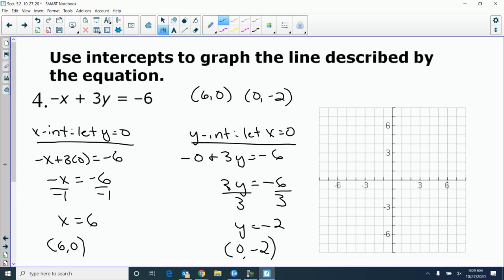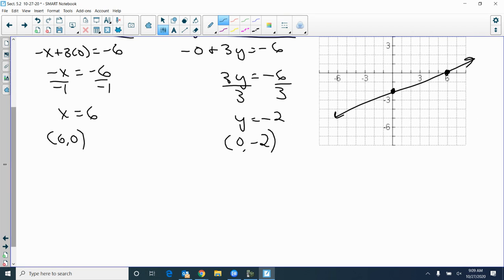All right, Joe, did you graph it? Not yet? All right, so graph 6, 0, which would be over here on the right. Then 0, -2 would be here. And we're going to connect. All right, so that's finding your x and y intercepts.